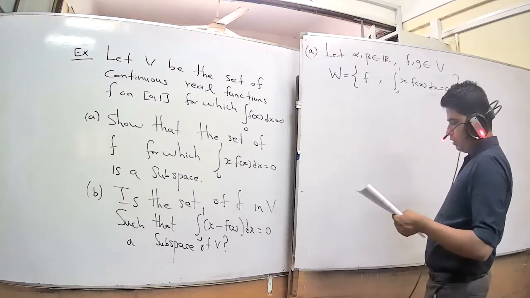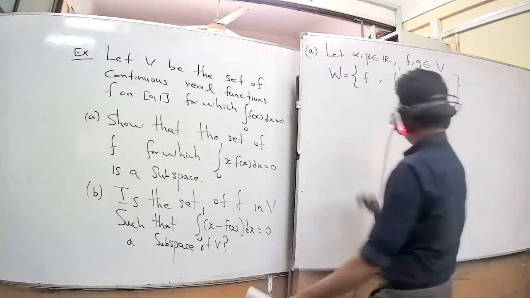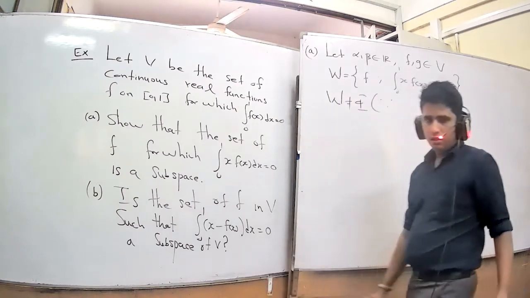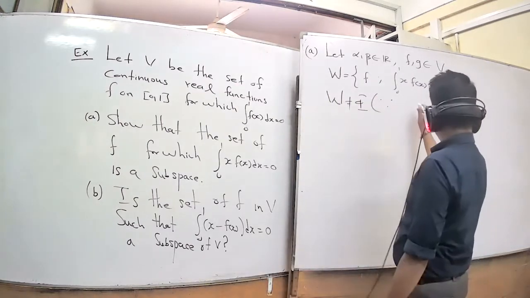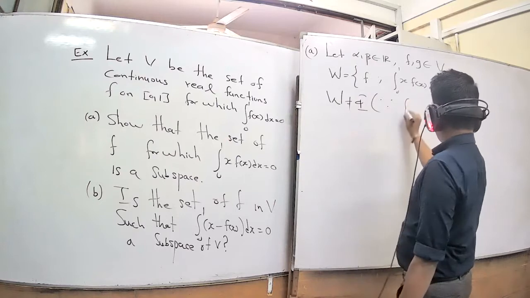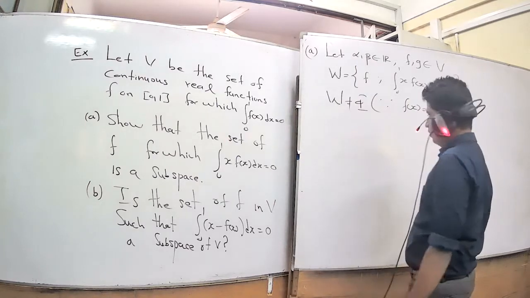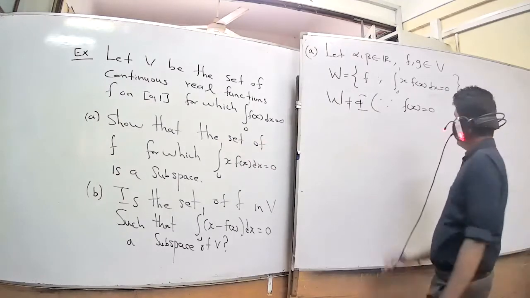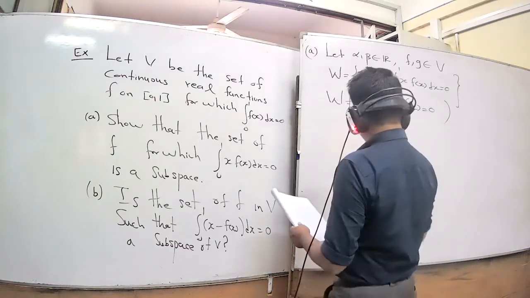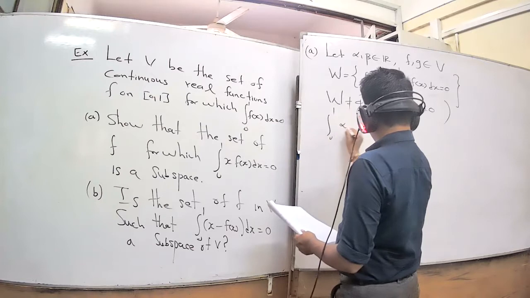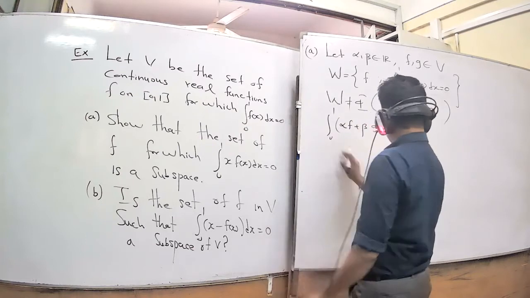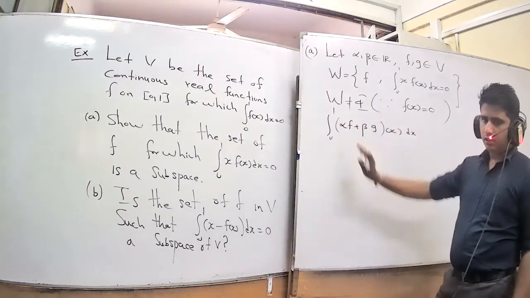First, you want to show that W is a non-empty set. Here you take the function f(x) equal to 0, then the integral is also 0. Now you take the integral from 0 to 1 of x (alpha f plus beta g)(x) dx. Your claim is that this integral is equal to 0.